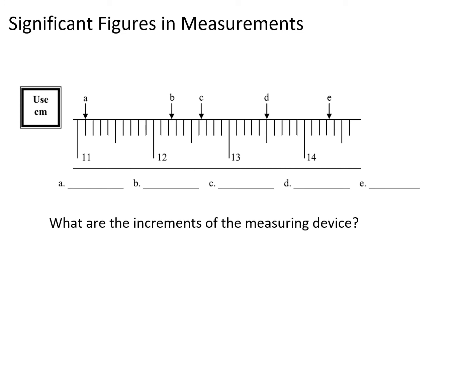Now that we've had the opportunity to identify how many significant figures are in a measurement, we're going to go back and practice making measurements one more time. So remember, the first question you want to ask yourself when looking at whatever measuring device you're looking at, in this case a ruler, is what are the increments of the measuring device? Another way of saying that is what does the device or piece of lab equipment count by?